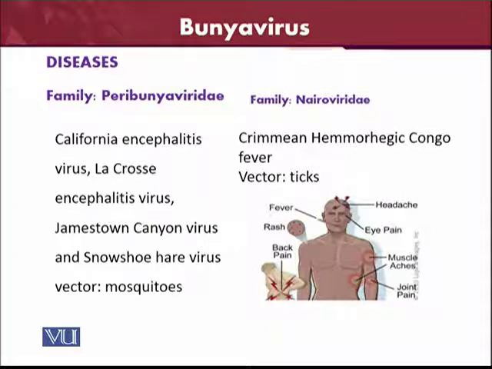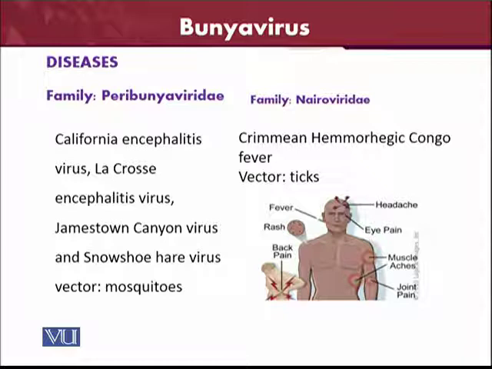First of all is the family Peribunyaviridae. It is causing the disease California encephalitis. The species is, of course, the California encephalitis virus. Also, more species are La Crosse encephalitis virus, Jamestown Canyon virus, and snowshoe hare virus. So these are actually the encephalitis viruses, causing encephalitis inside the host. The vectors which are important for the family Peribunyaviridae are the mosquitoes, which act as the intermediate host and as the reservoir of the viruses.